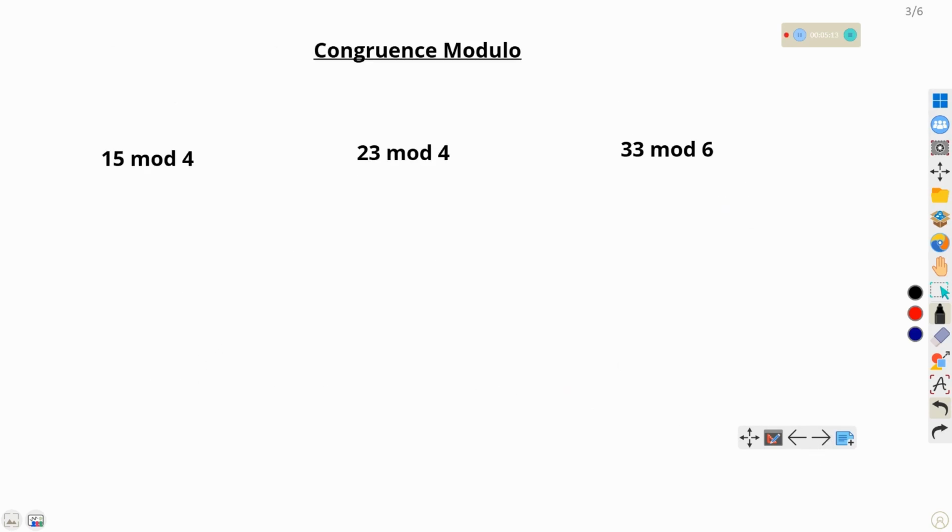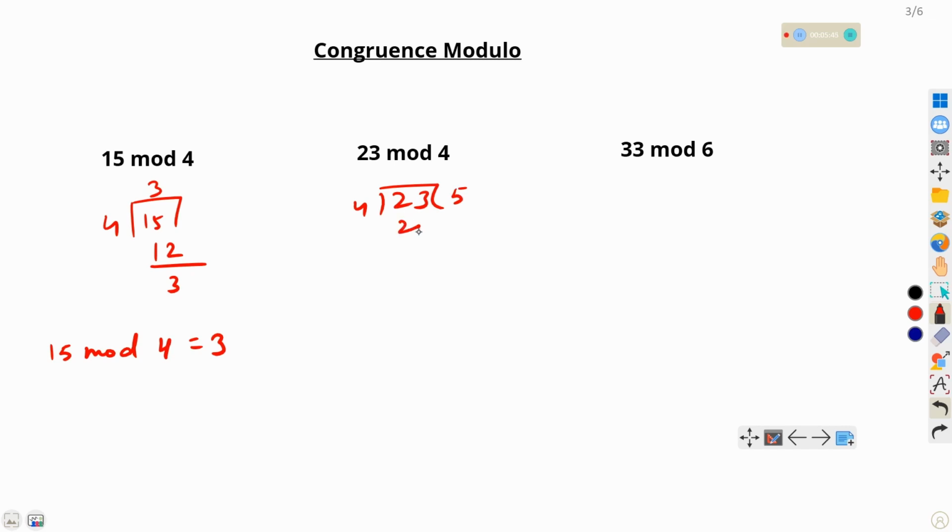Okay, let's now see what is congruence modulo. We'll see this with three examples: 15 mod 4, 23 mod 4, and 33 mod 6. Let's calculate them all. So 15 mod 4: 4 threes are 12, and we get 3. So 15 mod 4 is 3. Next we have 23 mod 4. Let's calculate this too. 4 fives are 20, and we get 3. So 23 mod 4 is 3. Next we have 33 mod 6. So 33 mod 6 is also 3.